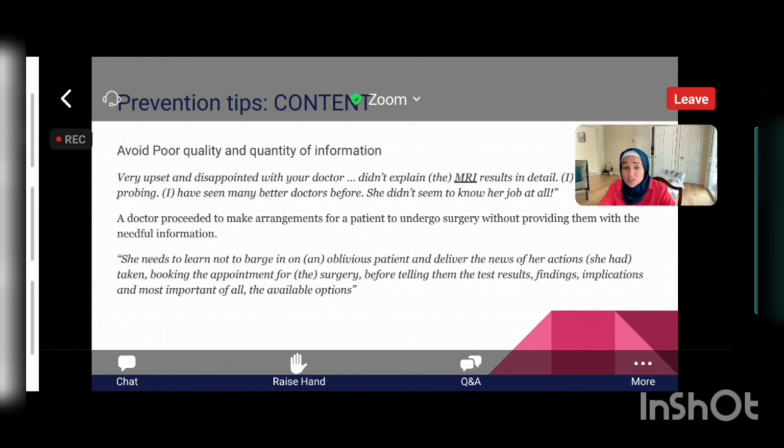She needs to learn not to barge in on an oblivious patient and deliver the news of her actions she'd already taken. She booked the appointment for the surgery before even telling me what my test results were, what the findings were, what it meant. And most importantly, she didn't go through the available options. She just booked the surgery for me. So that content of the consultation is a very common cause for complaints. So be aware. And finally, if we can have the last slide, the next one.